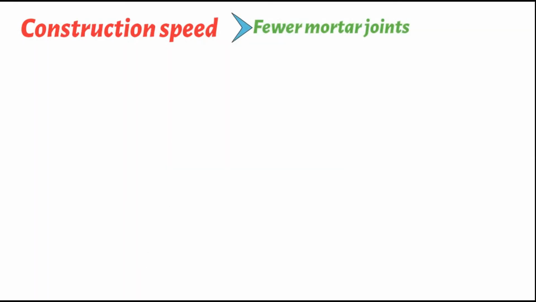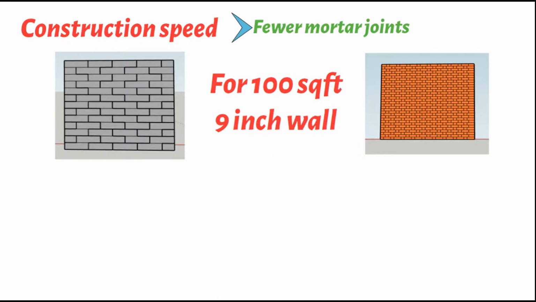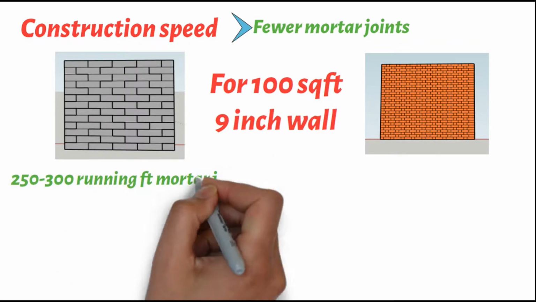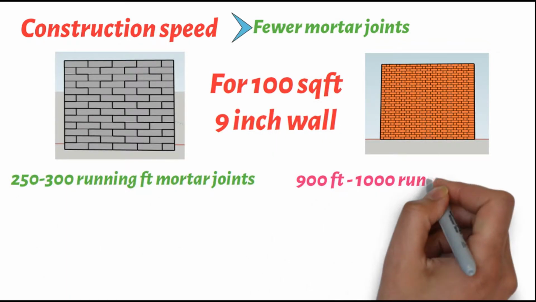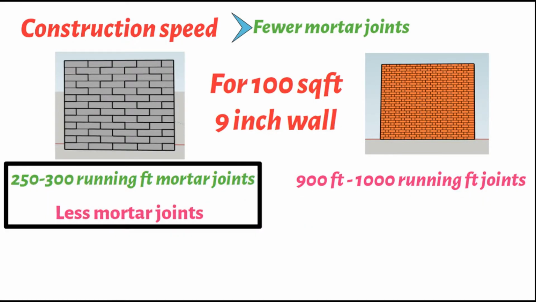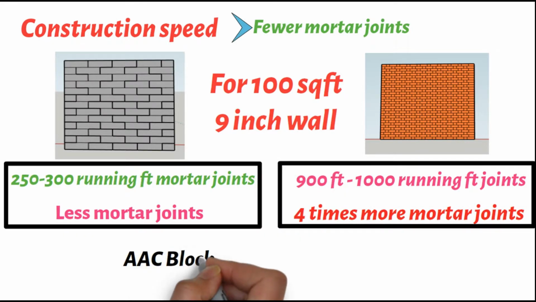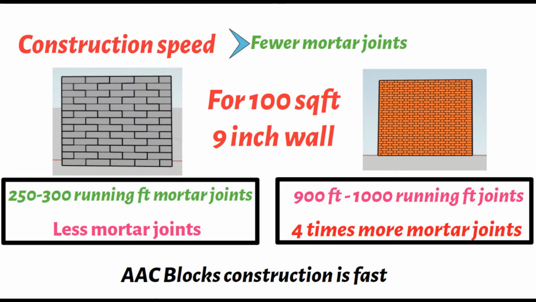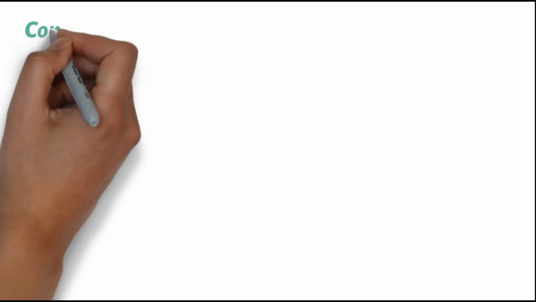Next is construction speed in terms of fewer joints. Let us consider a 100 square feet 9 inch wall. For AAC blocks the total joint length is 250 to 300 running feet, whereas for bricks it is 900 to 1000 running feet of joints. That is fewer mortar joints, and four times higher in case of bricks. With AAC blocks, the mortar joints are fewer and construction speed is very fast.